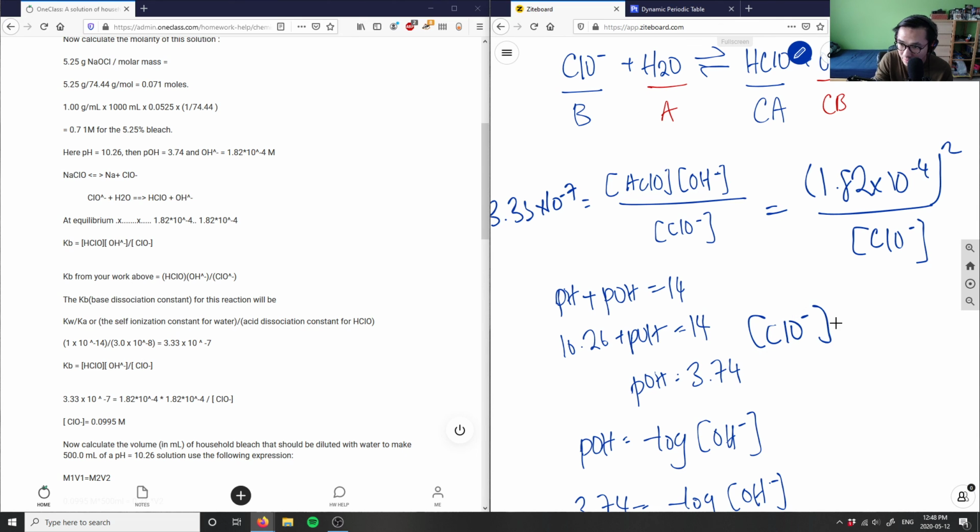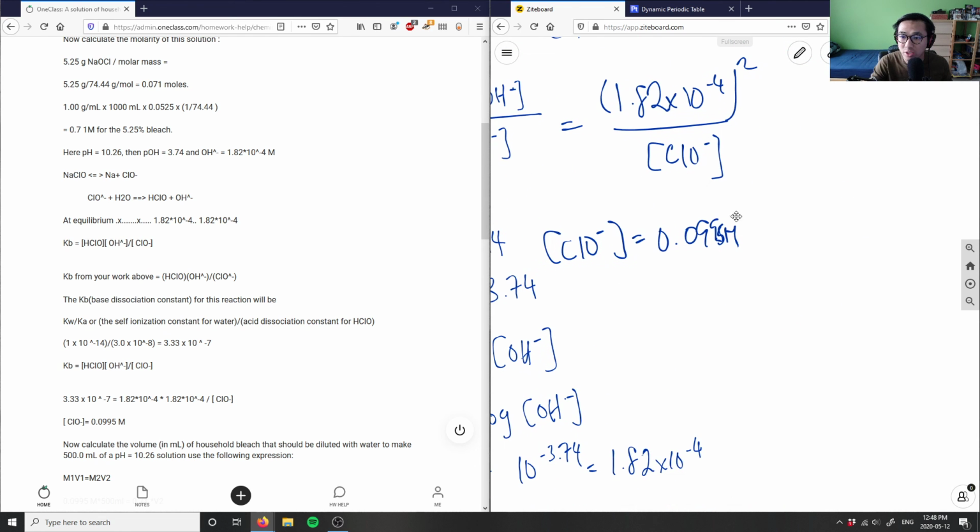So this here, ClO minus, would equal 1.82 times 10 to the negative 4, and then I'm going to square that, divided by 3.33 times 10 to the negative 7. And this will give us our concentration of our hypochlorite ion, which would be 0.0995, which is what they got here, which is great. This is 0.0995 moles.